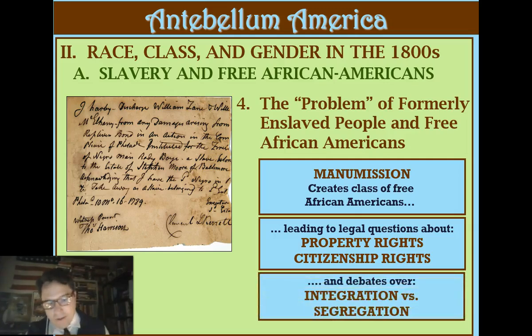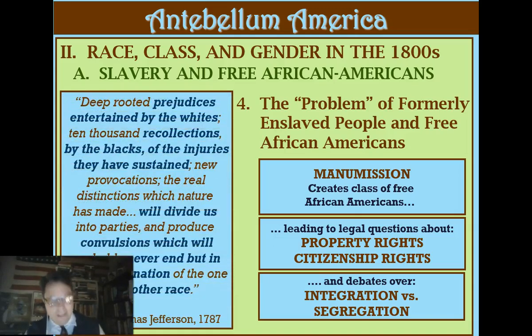With or without full rights of citizenship, free African Americans faced another question. Would their families be allowed to live next door to white families? Could they work together? Could they intermarry? Essentially, could they be integrated into white society, or would they be separated and segregated?